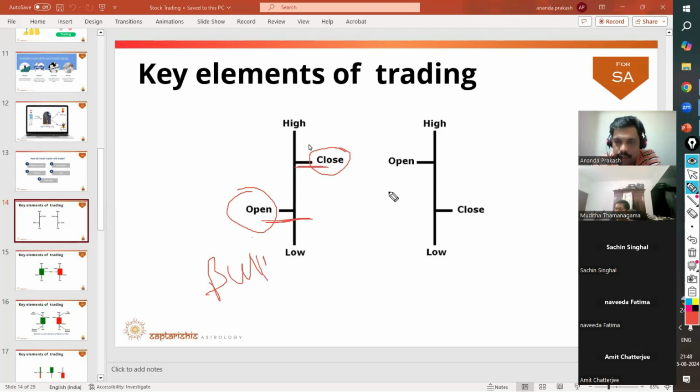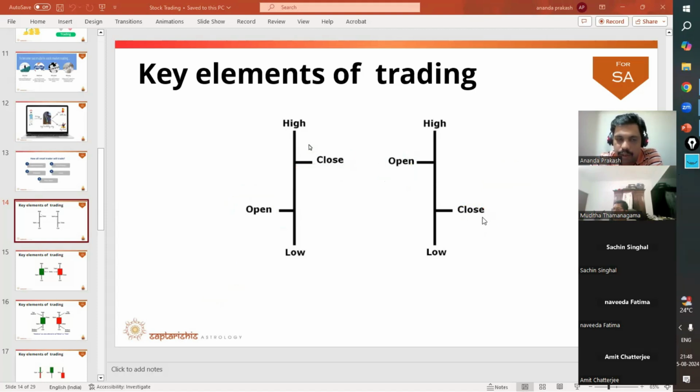And here in this candle, if you see, market is opened here, closed at a lower price. This is what we call a bearish candle, correct? So bearish candle. This is called a bearish candle. So this is bullish and here this is bearish. That is the reason you can see the difference here. Open is above, low is down.